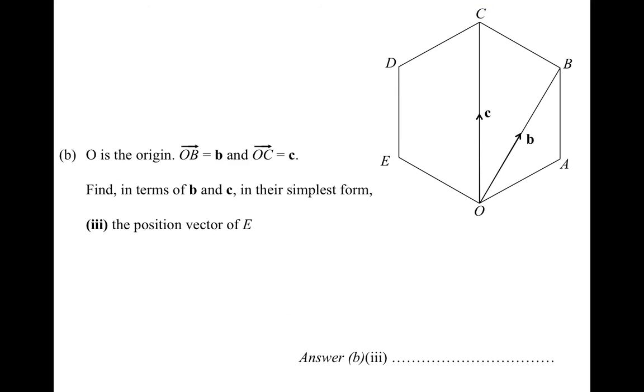So we've got to find the position vector of E. In other words, we've got to find the vector OE from the origin, point O, to point E. And we've got to do that in terms of only B's and C's.